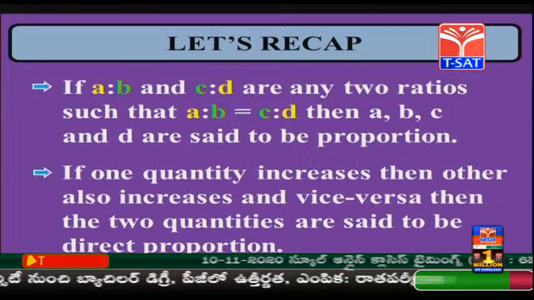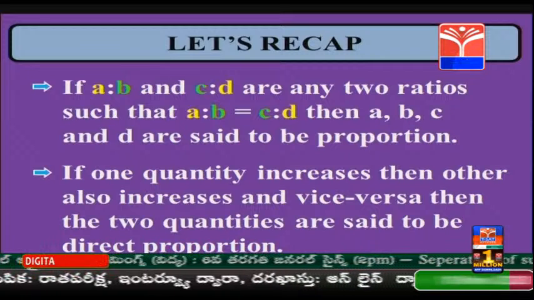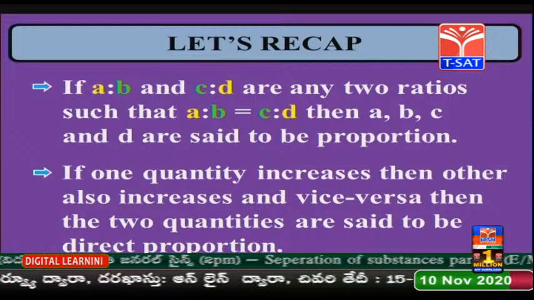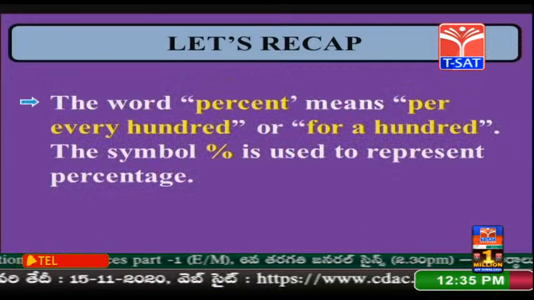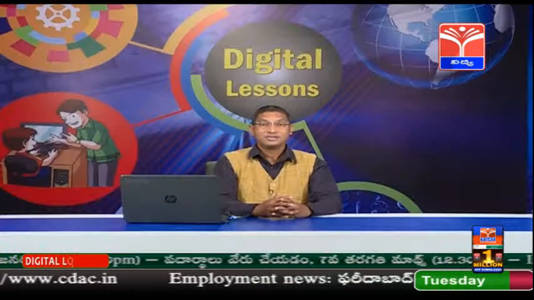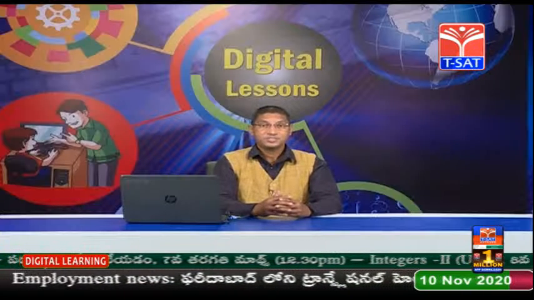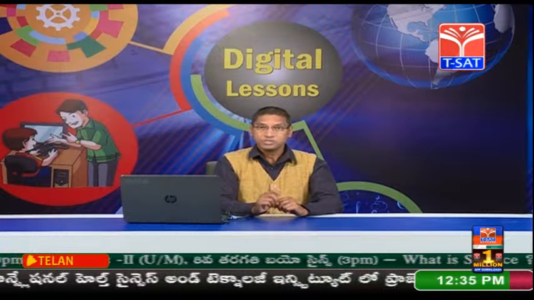If one quantity increases, then other also increases and vice versa. Then we say that the two quantities are in direct proportion. The word percent means per every 100 or for 100. Children, I will give you some problems as an assignment. Please try these problems and show to your teacher.